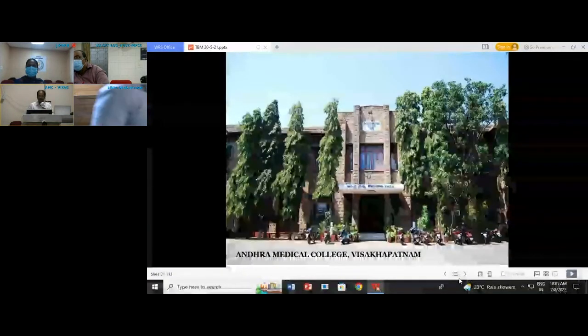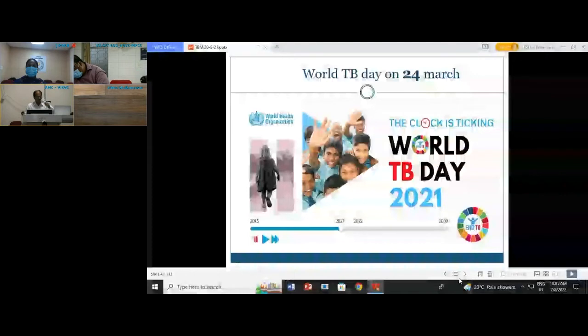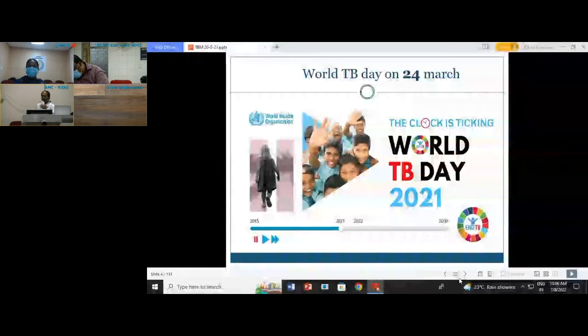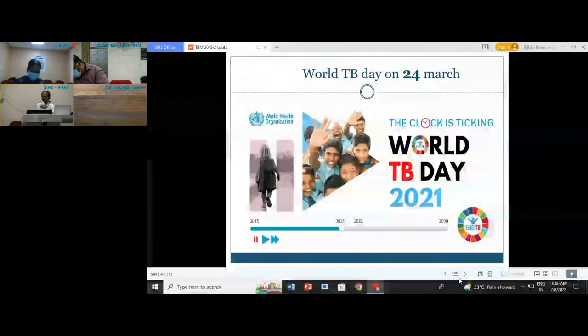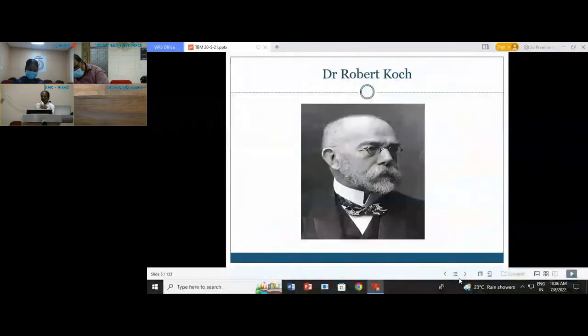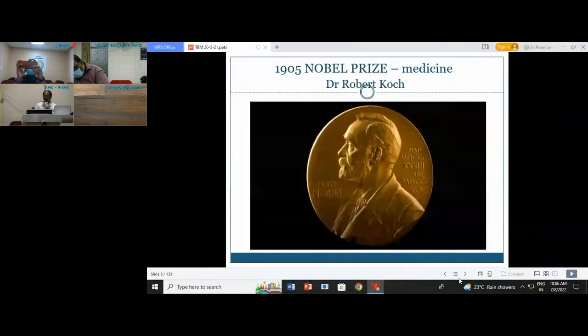World TB Day, the topic is tuberculous meningitis. Before we go to tuberculous meningitis, World TB Day, which we celebrate every year on March 24th to create awareness. The clock is ticking. On World TB Day, we will see the goals of TB. First we attribute to Robert Koch, the one who identified Mycobacterium tuberculosis, and he got the Nobel Prize in Medicine in 1905.